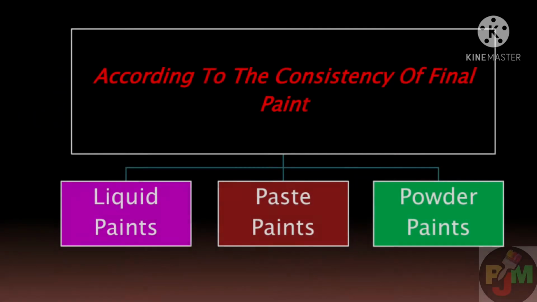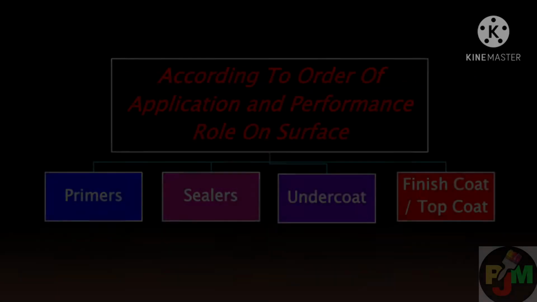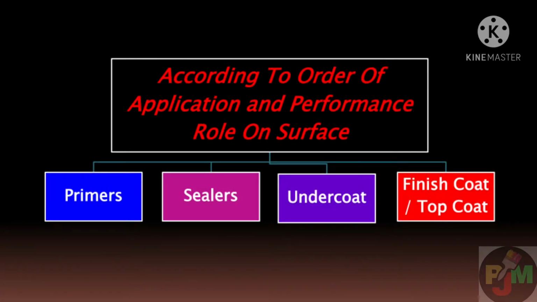Next classification is based on the physical condition of the final paint. Paints are available either in liquid form, paste form or powder form. Next classification depends on order of application and performance role on surface, into four categories: primers, sealers, undercoat and finish coat or top coat.